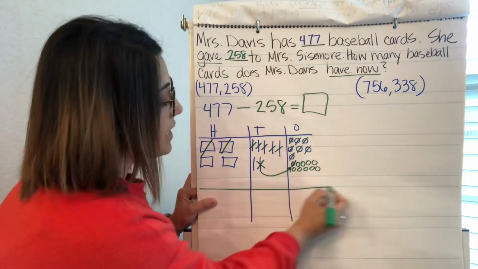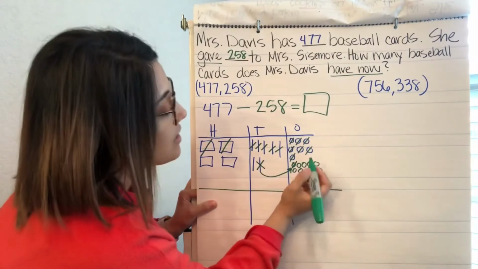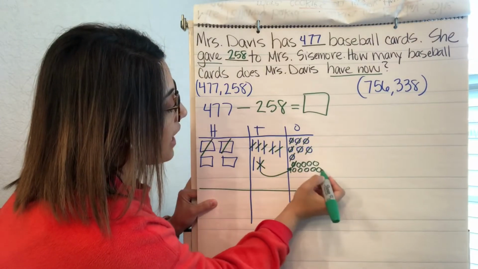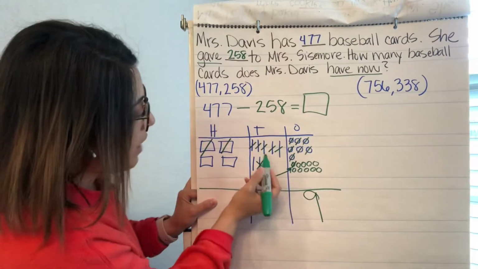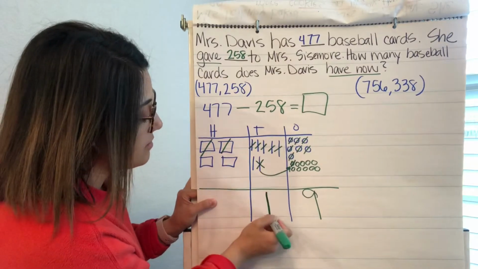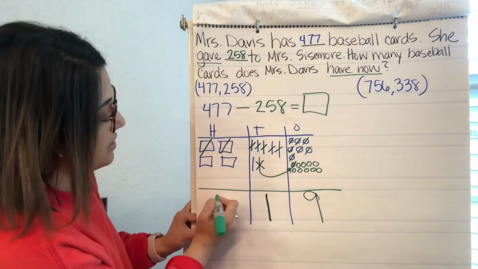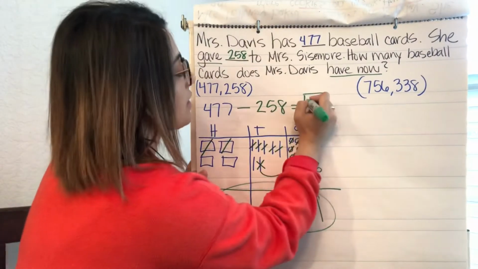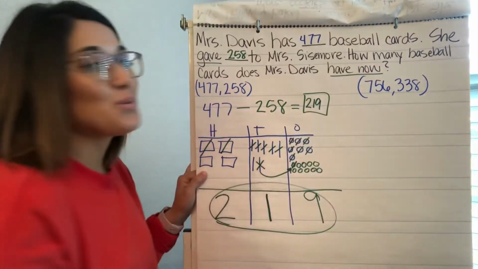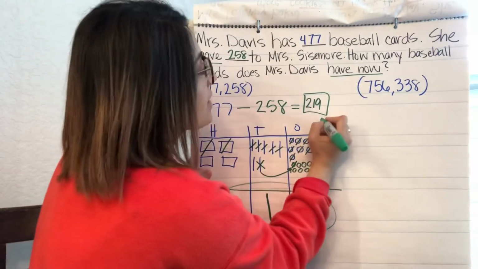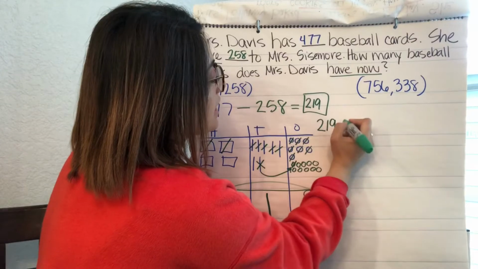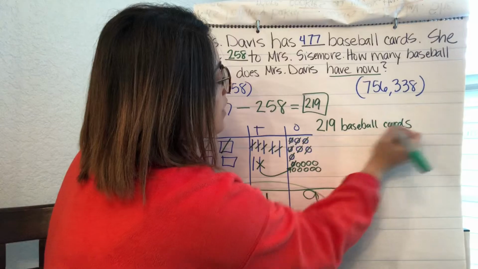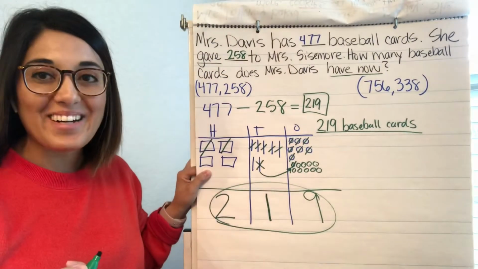Okay? And now I'm going to count up how many I have left. So I'm going to count my ones first: 1, 2, 3, 4, 5, 6, 7, 8, 9. How many tens do I have left? I have 1 ten. And how many hundreds do I have left? 2 hundreds. So my answer here is 219. And to label that, I would say 219 baseball cards. And that is the label that goes with the story.